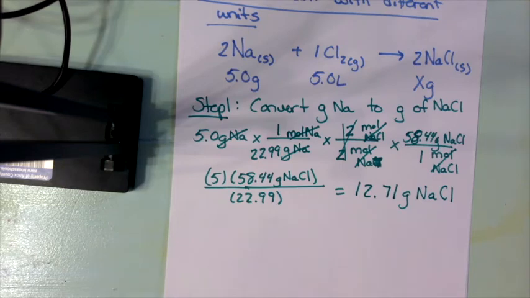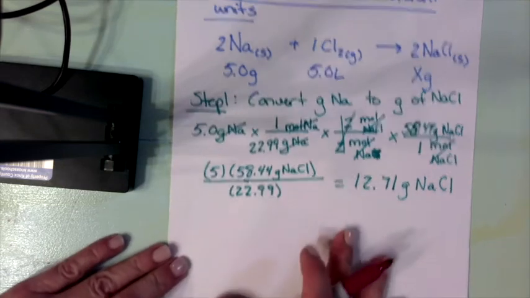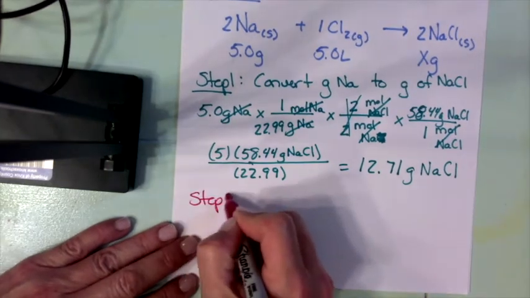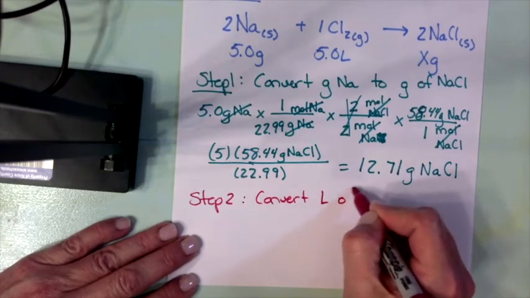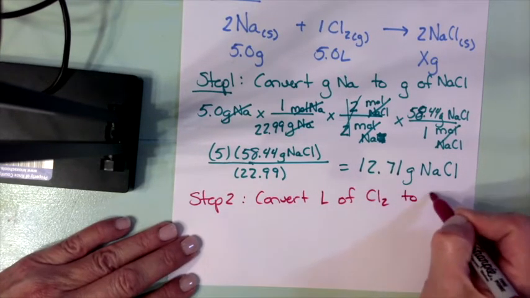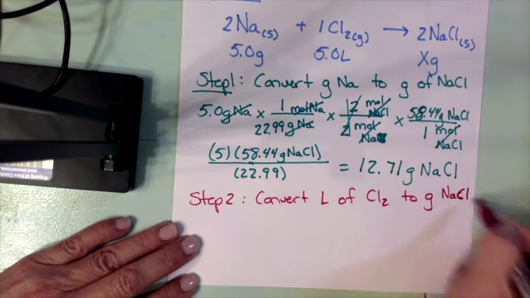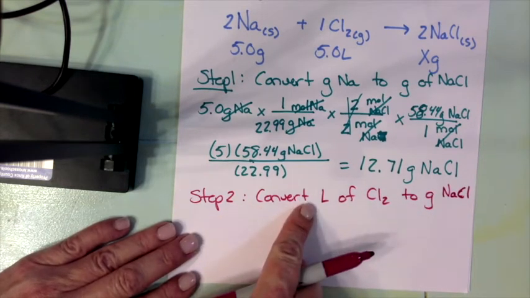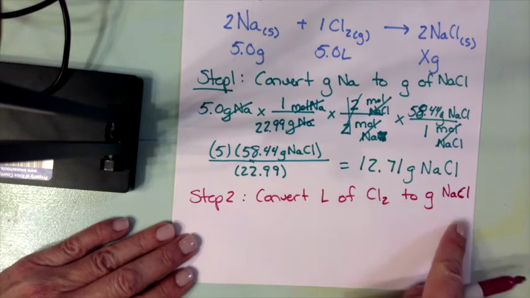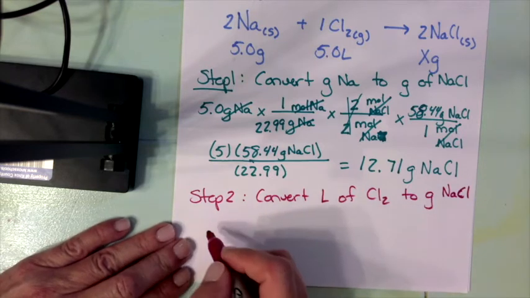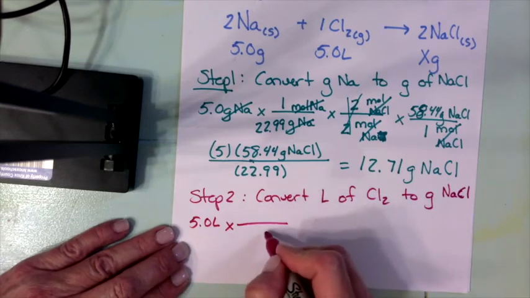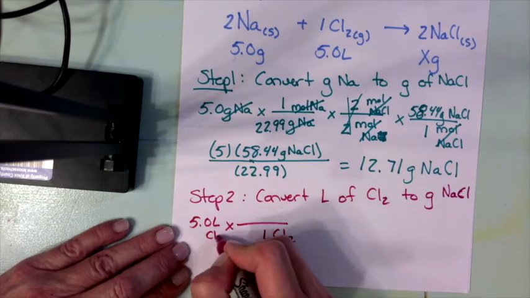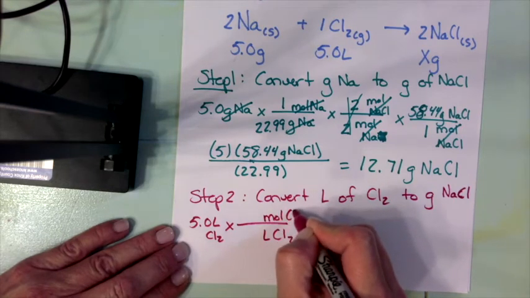Now we need to do the same thing again for chlorine. So for this one, step number 2, we need to convert liters of Cl2 to grams of NaCl. So even though this is starting in liters, we still can use the 3-step process to convert from liters to moles to moles to grams. And so we're going to start again with the number that we're given. So we're given 5.0 liters, and we need to get out of liters of Cl2. This is liters of Cl2 here. Go to moles of Cl2.